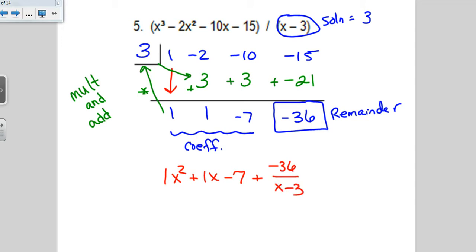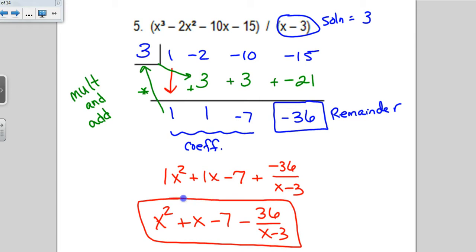Now, most of you would never ever write the 1's as the coefficients, so most of you will be writing your answer like this: x squared plus x minus 7. And then same issue with the plus and the minus. You don't have to have both of them. You can just say minus 36 over x minus 3. That'd be a great answer right there.